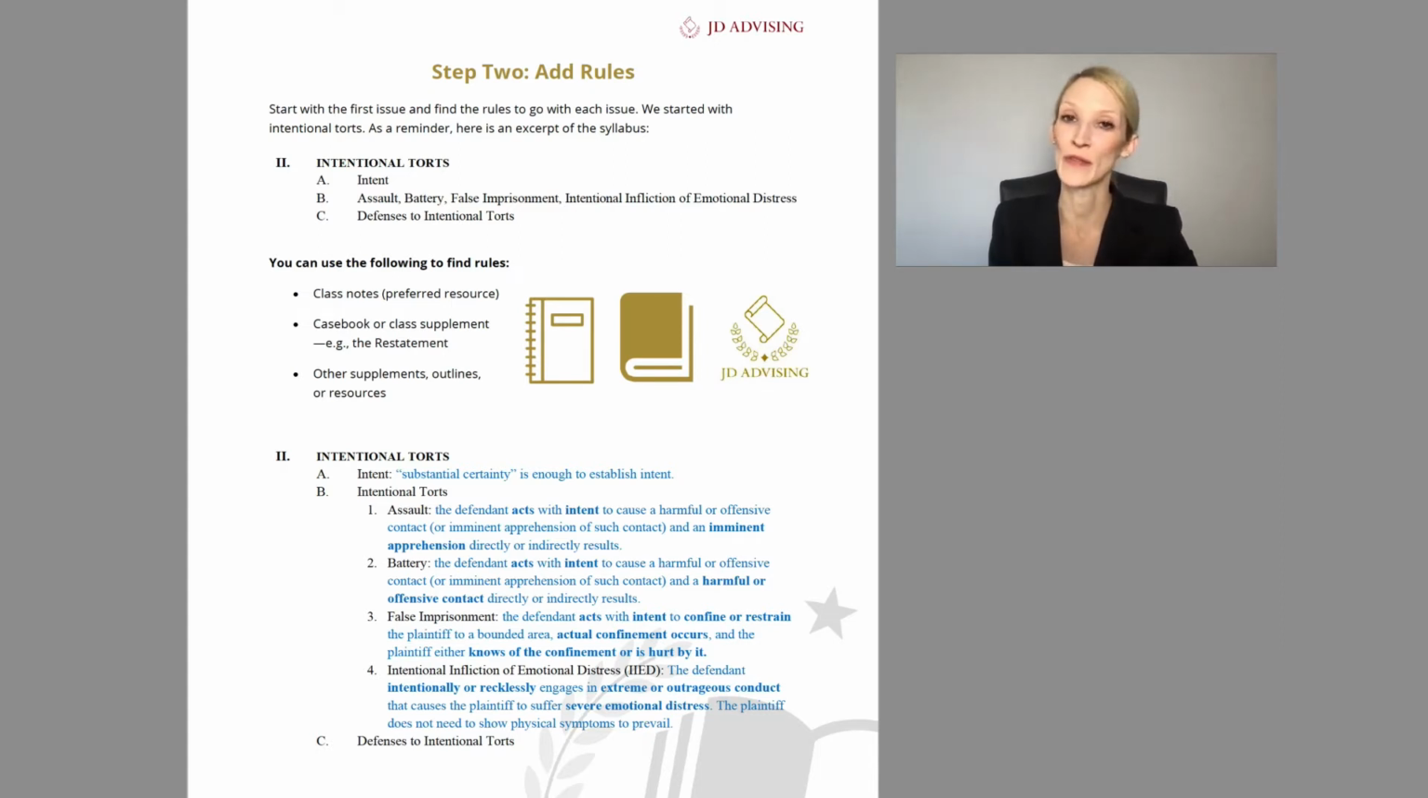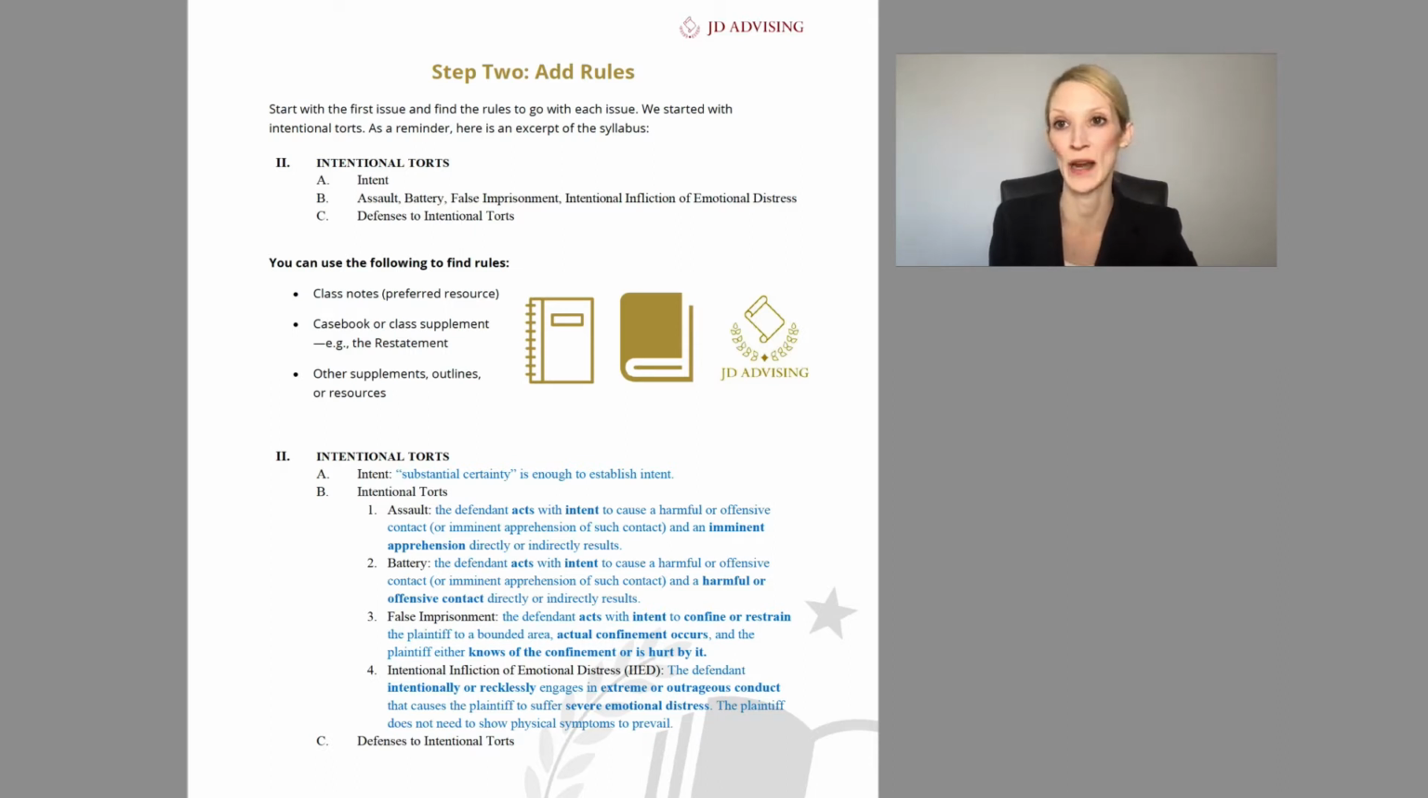You can use a few different resources to find rules. You can use your class notes. This is your best resource. If your professor says the rule, use whatever your professor states the rule is. Remember, your professor writes your exam and grades your exam, so whatever they say the rule is can go right into your outline. If your professor did not explicitly state the rule, you can use your casebook or class supplements, or you can use another supplement, outline, or resource.